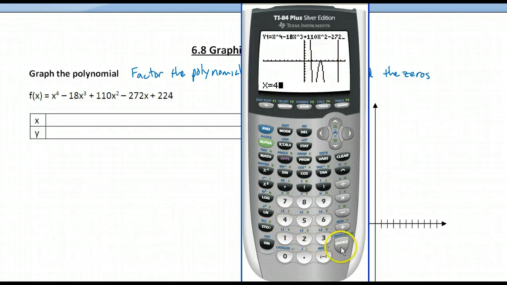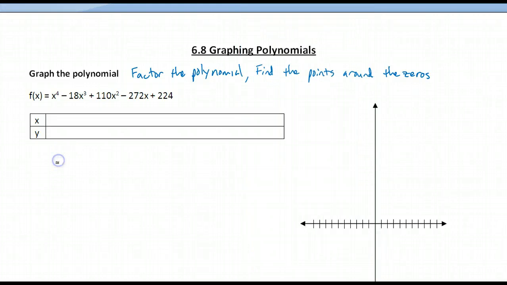If I try 4, 4 is a 0. And if I try 8, 8 isn't quite a 0. It's close, but it looks like it's about 8.3 maybe, but it's not exactly 8. So the only integer 0 that I have is 4. So I'm going to synthetically divide by 4.